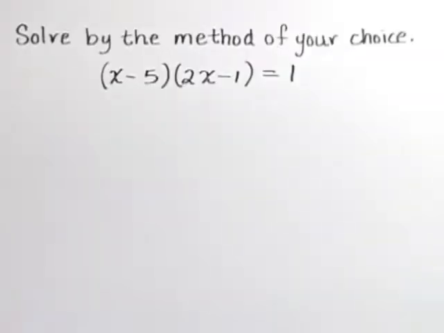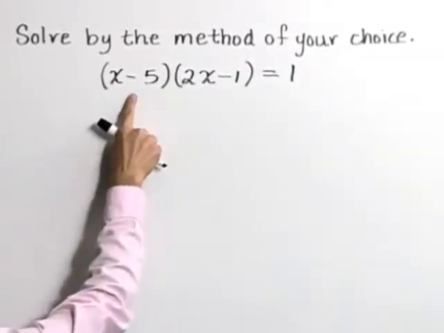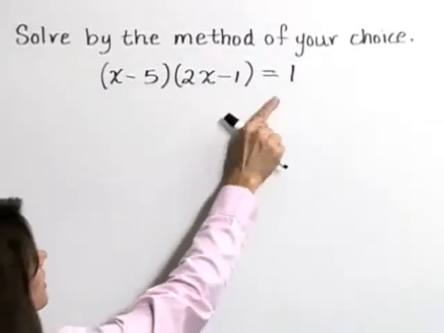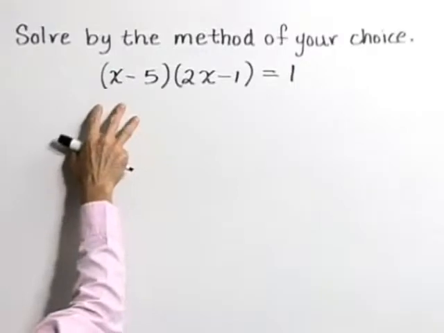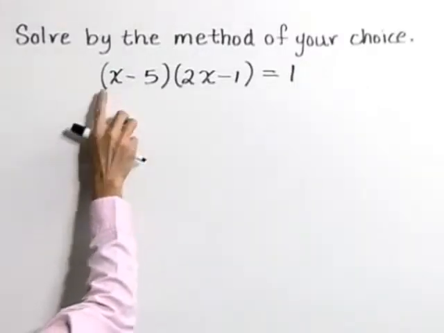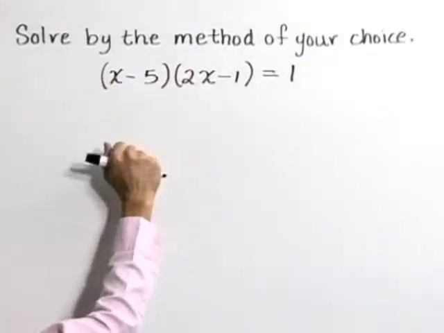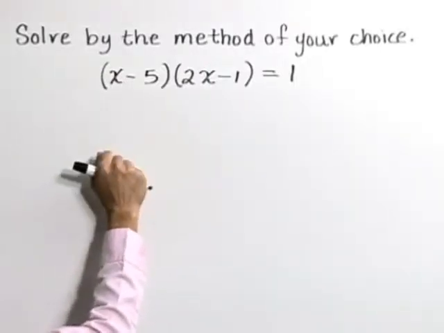Solve by the method of your choice the equation (x - 5)(2x - 1) = 1. Now we're going to have to put this equation in standard form, starting by FOILing these binomials that are on the left.